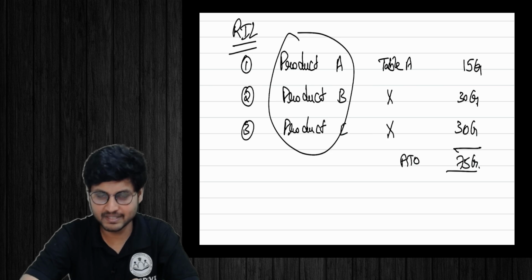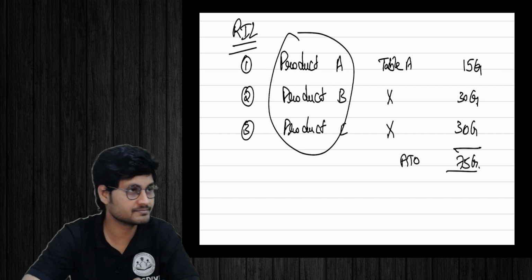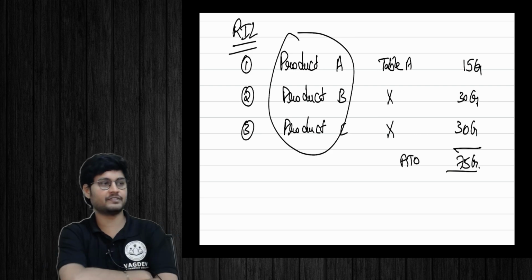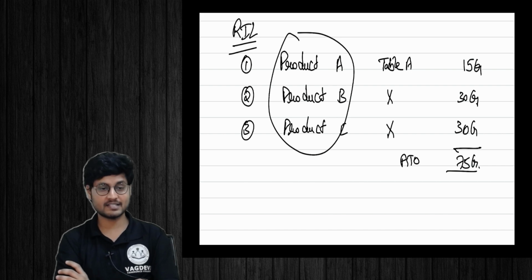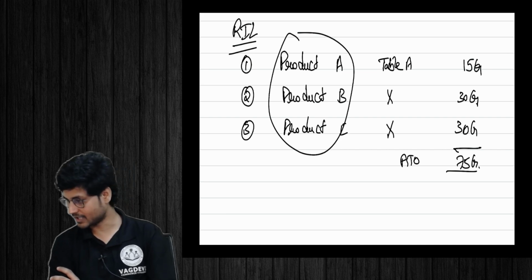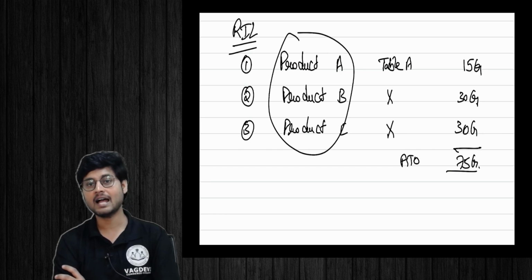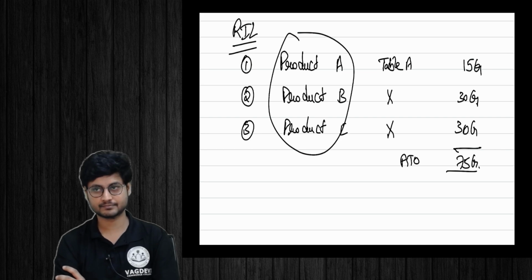Rule number 4 is applicable only when two conditions are satisfied. Condition number 1. What is condition number 1? Aggregate turnover greater than or equal to 50 crores.